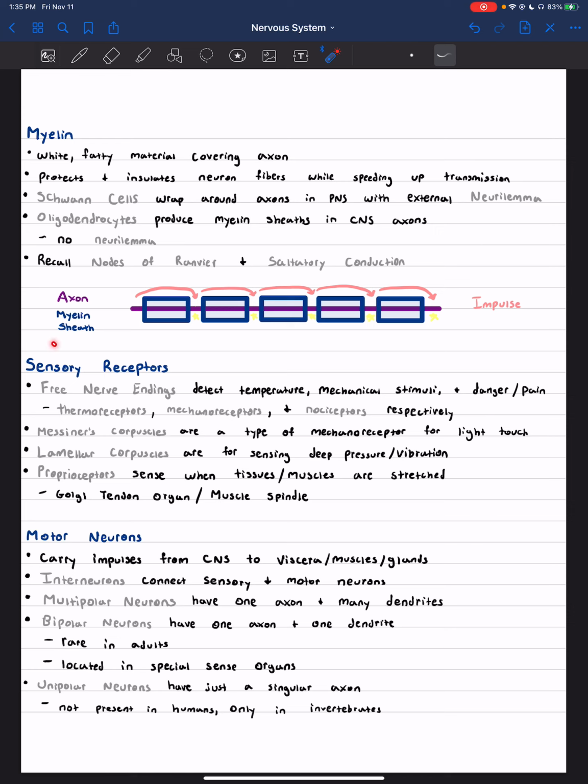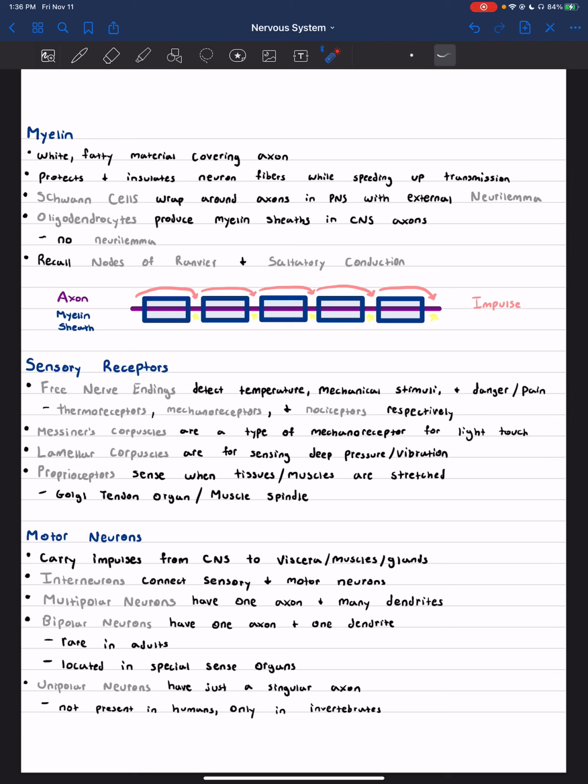Now, this is the same diagram I used in our neuroglia video, where I was showcasing how impulses utilizing saltatory conduction can jump from node to node to increase propagation speed. And that's due to the insulation factor of the myelin sheath. So I don't want to spend too much time on that since we've covered it and it's not too complicated. I want to talk more about the sensory receptors and the motor neurons because this is more in relation to how a neuron functions. So we've got two types, sensory receptors and motor neurons.